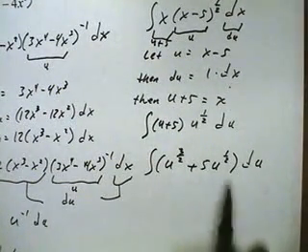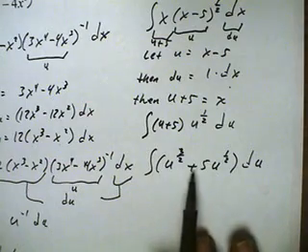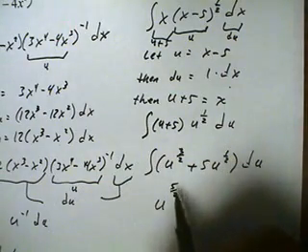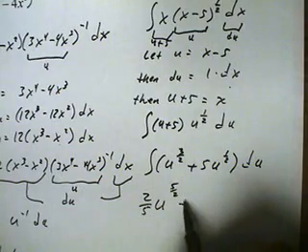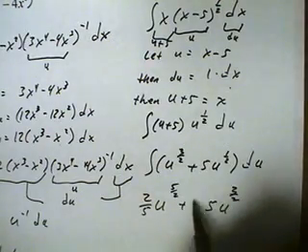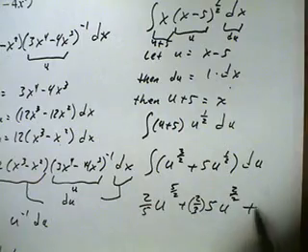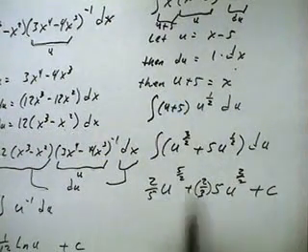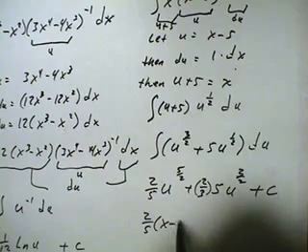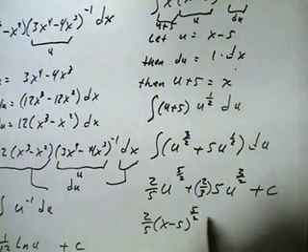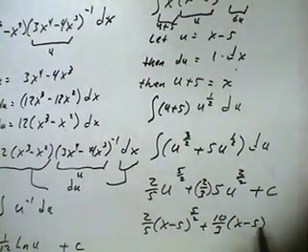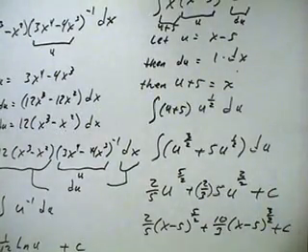And from here, I can start using my power rules for antiderivatives, which means I need to add 1 to the power here. This will give me u to the 5/2, and the reciprocal will be 2/5. Here, I'll add 1 to the exponent. That will give me 3/2, and the reciprocal will be 2/3, and then plus c. Now I'll begin to take the u's out and replace them with the x minus 5s. So this will be 2/5 x minus 5 to the 5/2 power, and this will be plus 10/3 x minus 5 to the 3/2 power plus c.